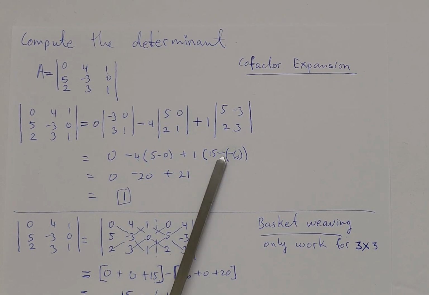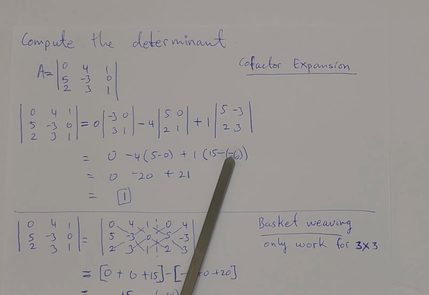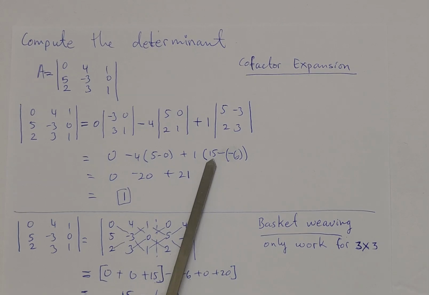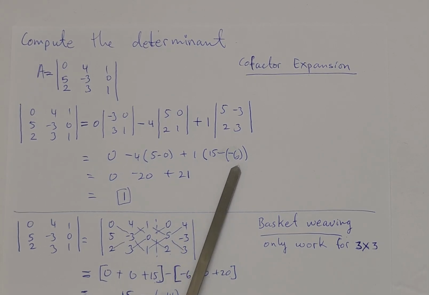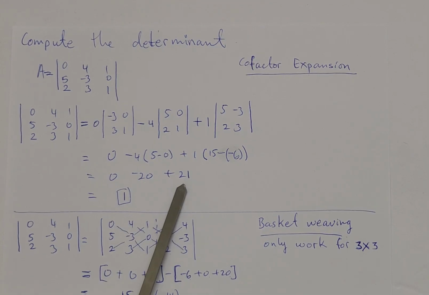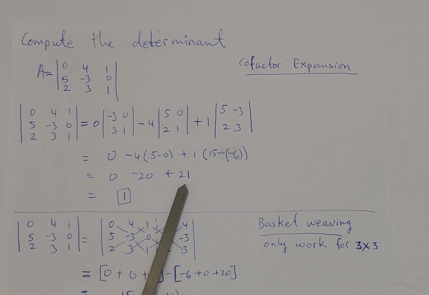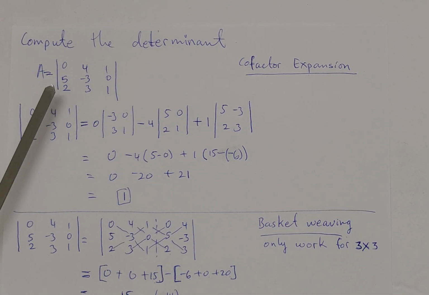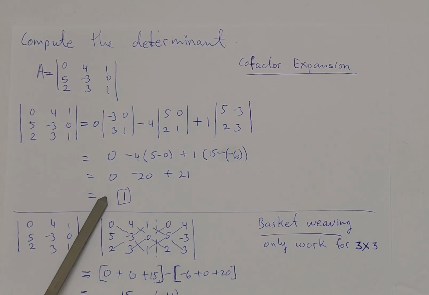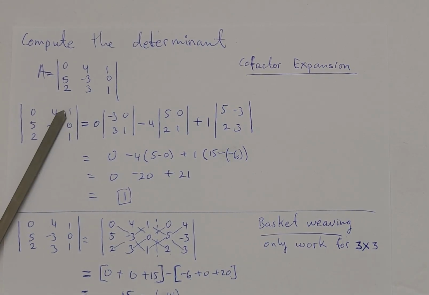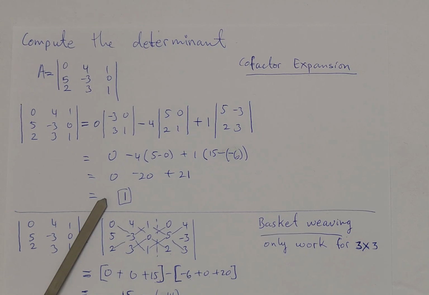This right here, negative times negative, gives me positive 6. Positive 6, and then 15 plus 6 will give me 21. And then after that, we simplify again. -20 plus 21 gives me positive 1. So the determinant of this 3 by 3 matrix is 1.